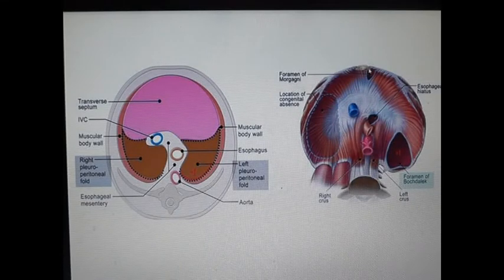And herniation, retrosternal hernia, is very common through foramen of Morgagni, which is also called Larrey space. Normally it is called Larrey space. If it gets enlarged, it is called foramen of Morgagni, where anterior abdominal contents herniate into the thoracic cavity.